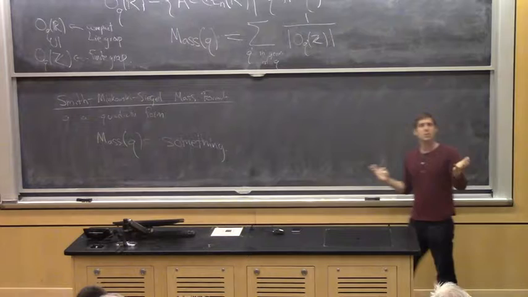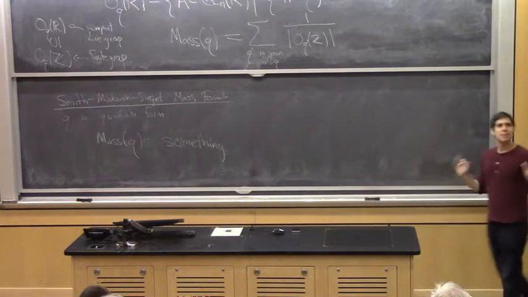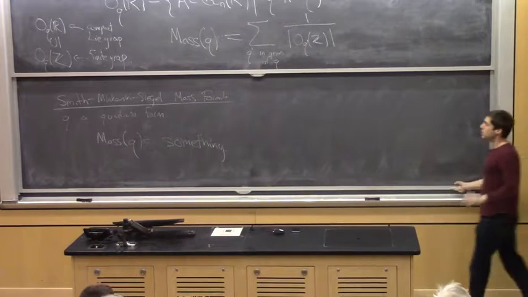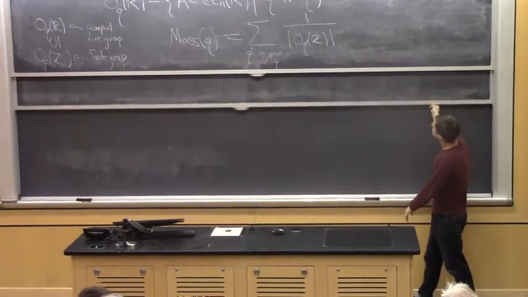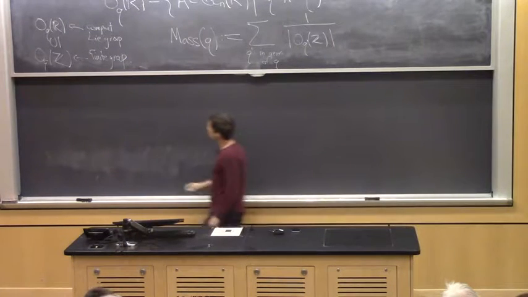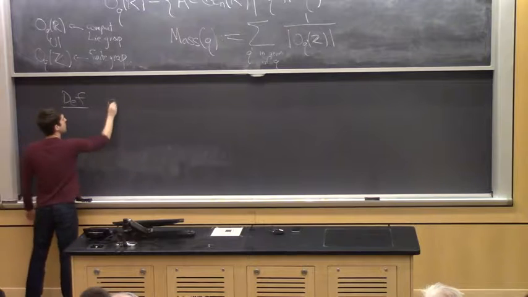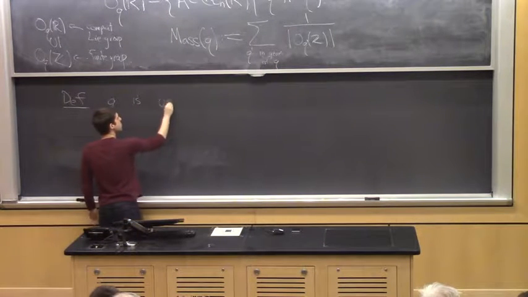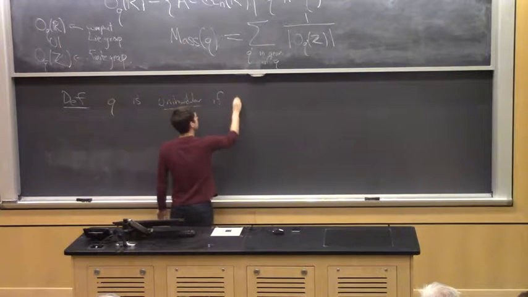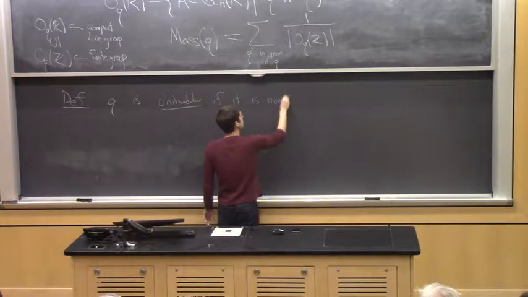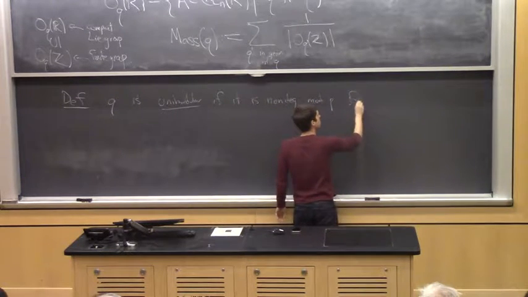The something specific is a little bit complicated, so I'm not going to tell you what it is in complete generality. Let me just tell you what it is in the simplest case, and the simplest case is already very interesting. So for this, I need one more definition. A quadratic form Q is said to be unimodular if it is non-degenerate mod p for all primes p.